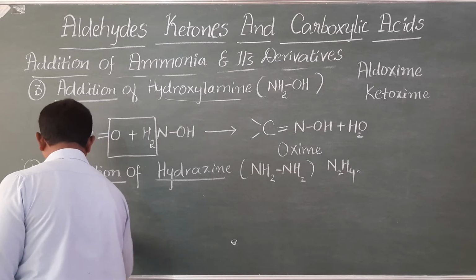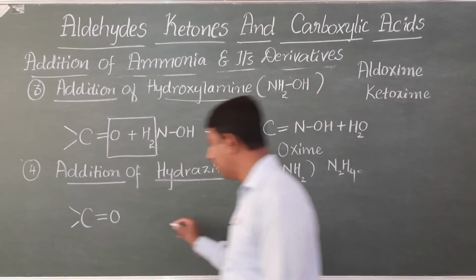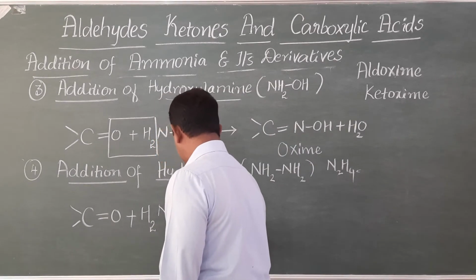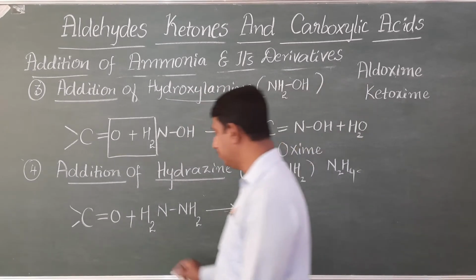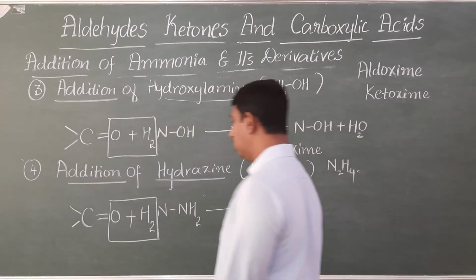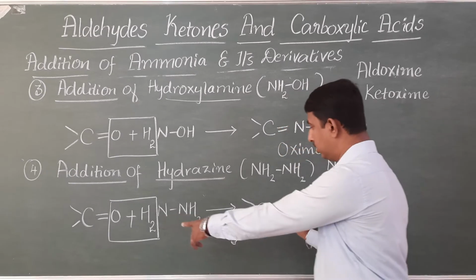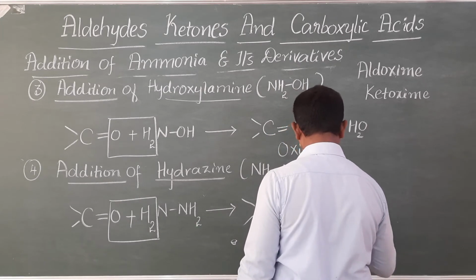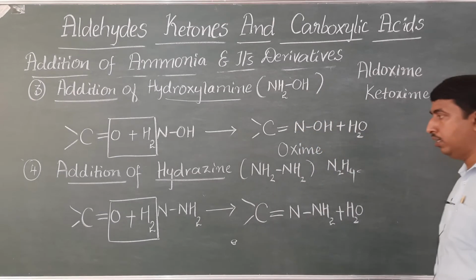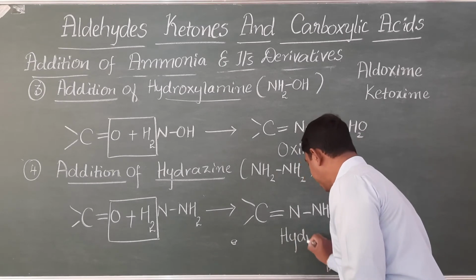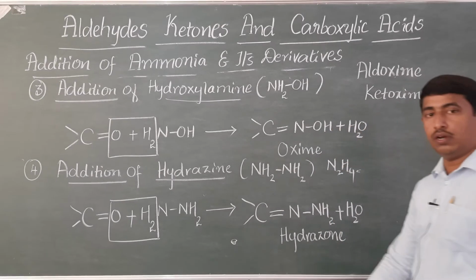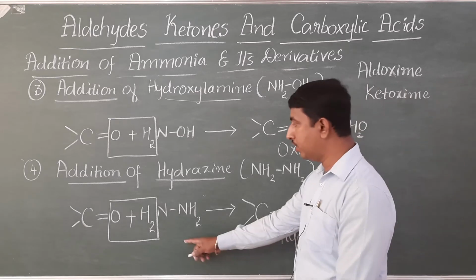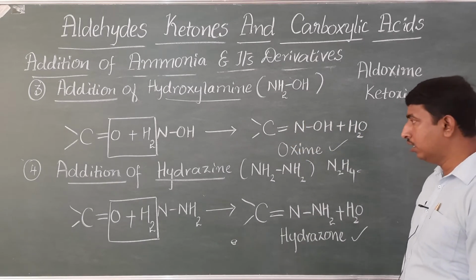C double bond O, aldehyde or ketone, is made to react with hydrazine. How do we write this? It is H2N NH2, because we have to show the removal of water. Removal of water, product formed is C double bond N, single bond NH2, plus H2O. The product is called hydrazone. So with hydroxylamine it is oxime, with hydrazine it is hydrazone. So aldehydes and ketones react with hydrazine forming hydrazone.